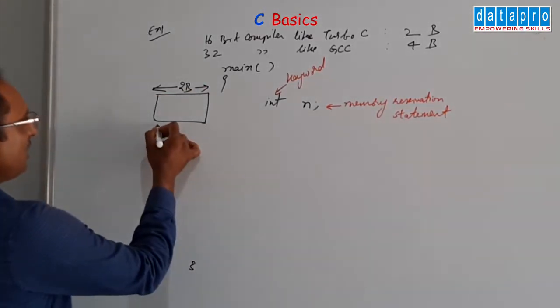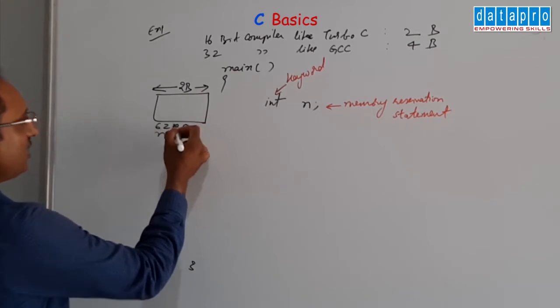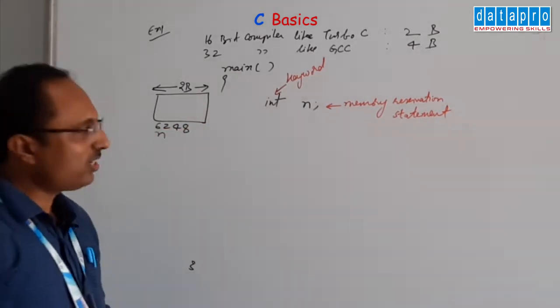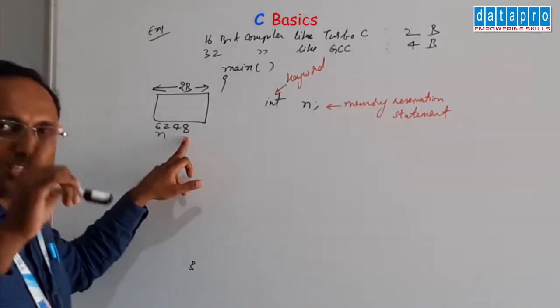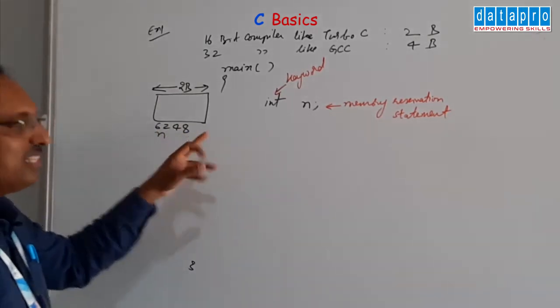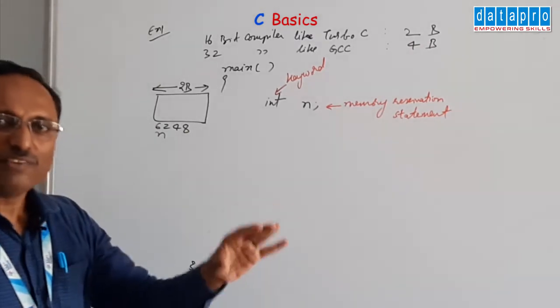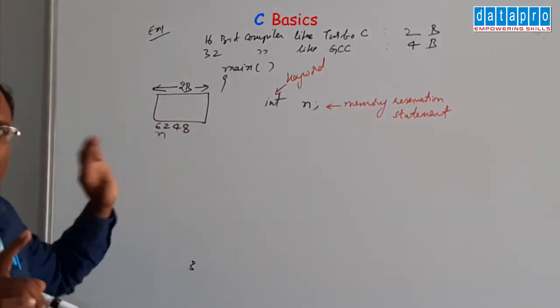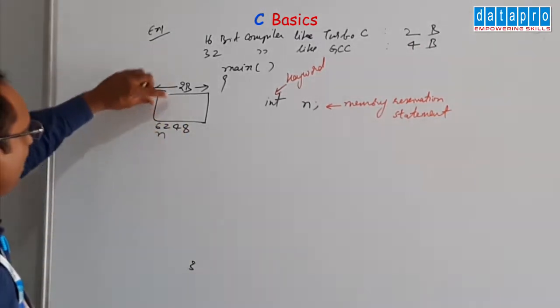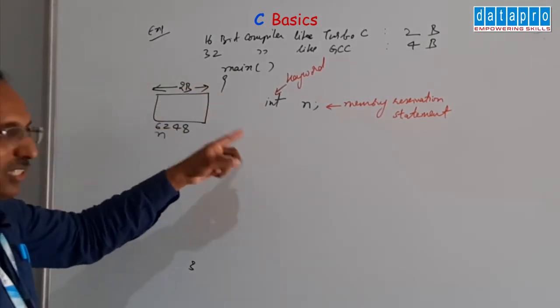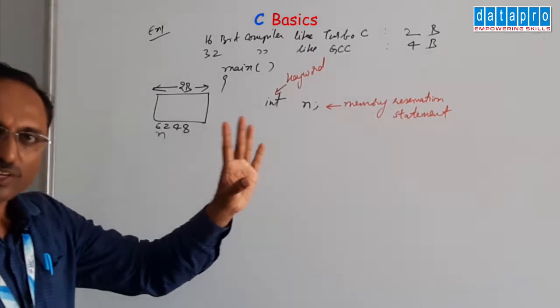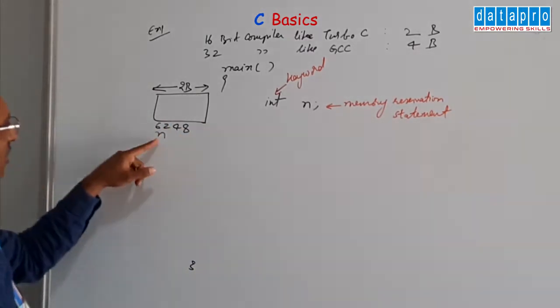So, say its address is 6248. That is the address of the memory location. 2 bytes, so 6248. Each byte has a separate address, 6248 and 6249. It's a convention that we write only the first byte address. But actually, 2 bytes means 6248, 6249. 4 bytes means 6248, 6249, 6250 and 6251 as well. Please remember it.